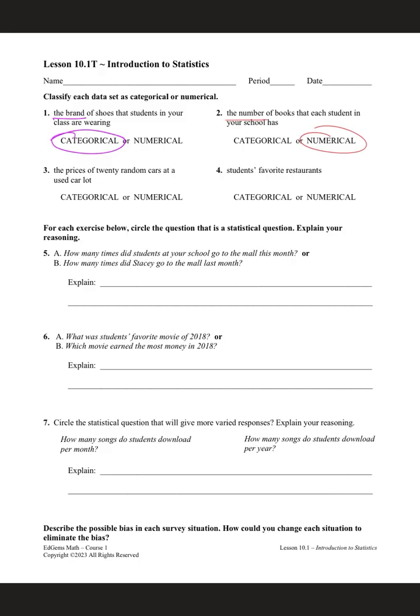Okay, 3. The prices of 20 random cars at a used car lot. So what are you looking for? The prices of 20 random cars. So that would be, again, numerical. Number 4, students' favorite restaurants. So if you're looking for their favorite restaurants, you're looking for categorical information.